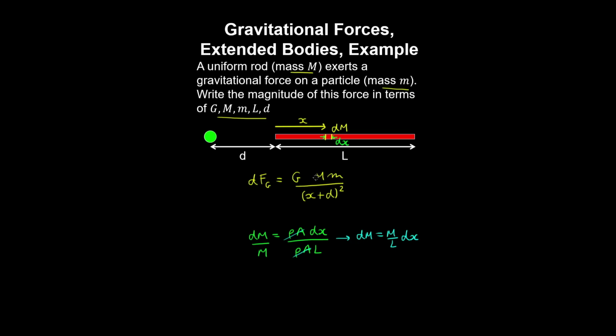And now we can replace the differential mass and then integrate over the length of the rod to obtain a gravitational attraction produced by the entire rod on this particle. So by taking the constants outside the integral, we can write the gravitational force as follows. And I'll leave it for you to evaluate this integral using U substitution.